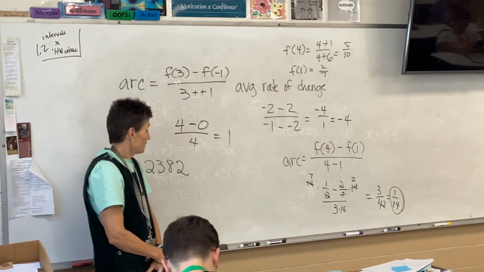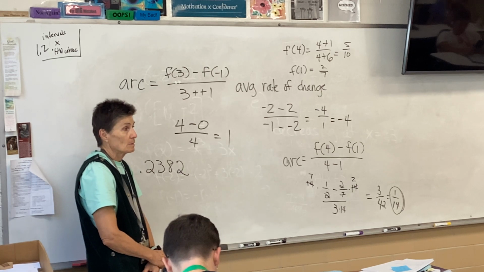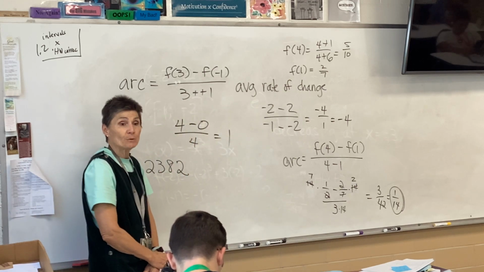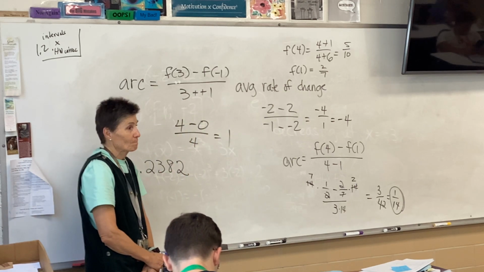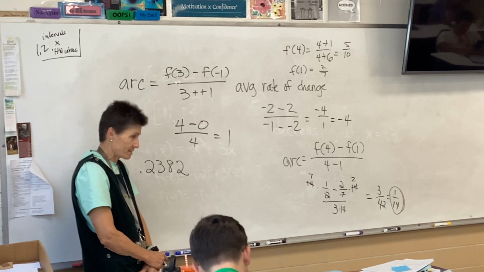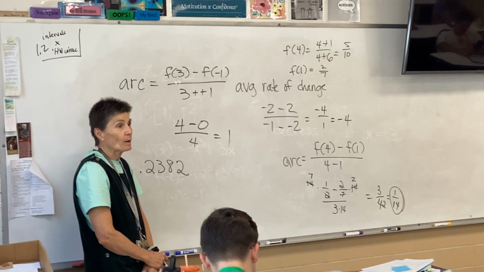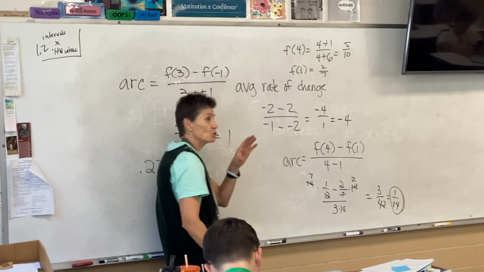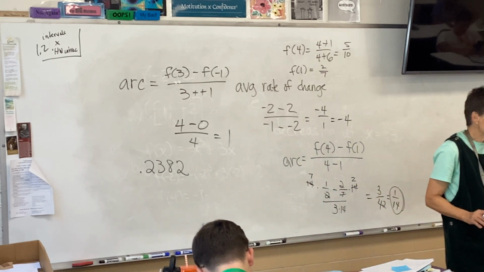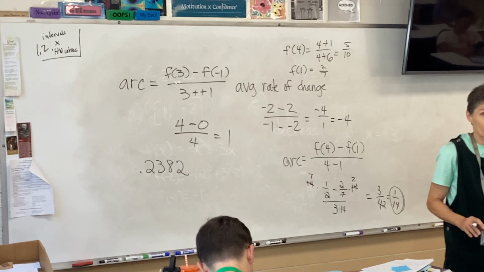Okay, you coming up with 0.2382? No? Yeah? Now put a unit on it. What is that? That's 0.2382 watts. It's a rate of change. So it's just like speed. Speed is miles per hour. What is this? Something per something.